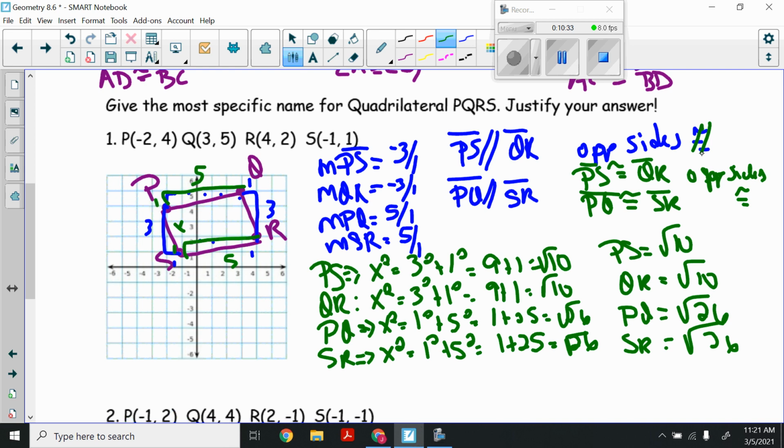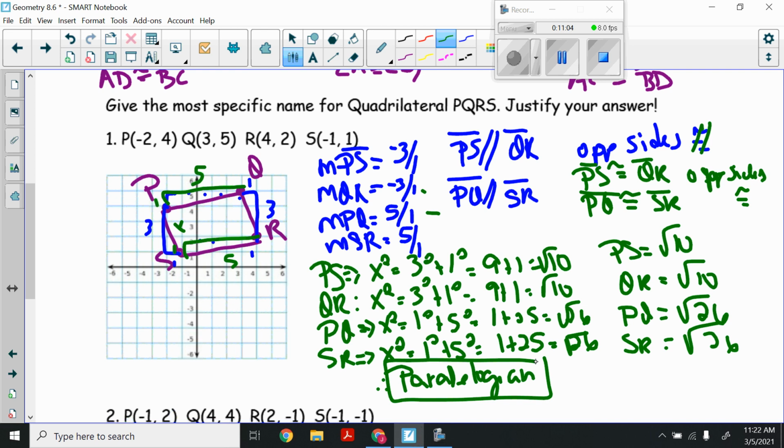I can check to see, are PQ and QR perpendicular? If so, then they would have a right angle. Okay, so PQ, my slope was 5. QR, my slope was -3. Those are not perpendicular slopes. So therefore, all I can say about this is that it's a parallelogram. So my specific name is a parallelogram, because I have opposite sides parallel, opposite sides congruent, but no right angles.